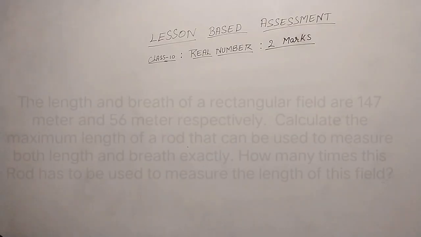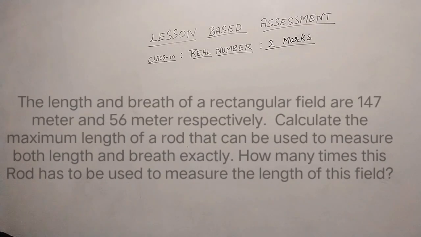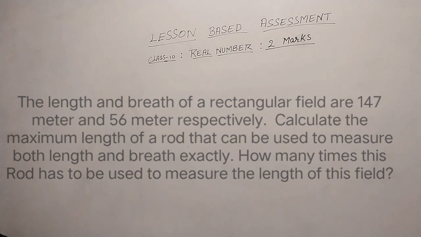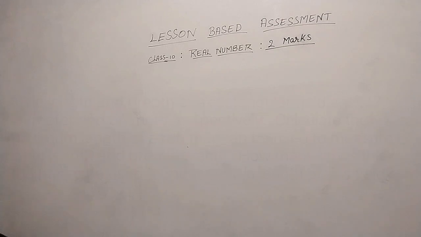Look at the next question. The length and breadth of a rectangular field are 147 meter and 56 meter respectively. Calculate the maximum length of the rod that can be used to measure both length and breadth exactly. How many times does this rod have to be used to measure the length of this field?